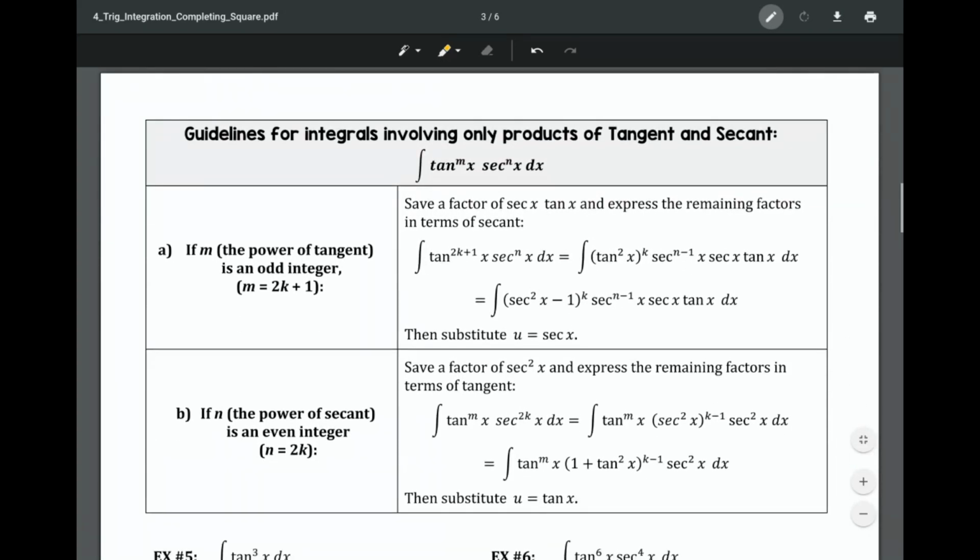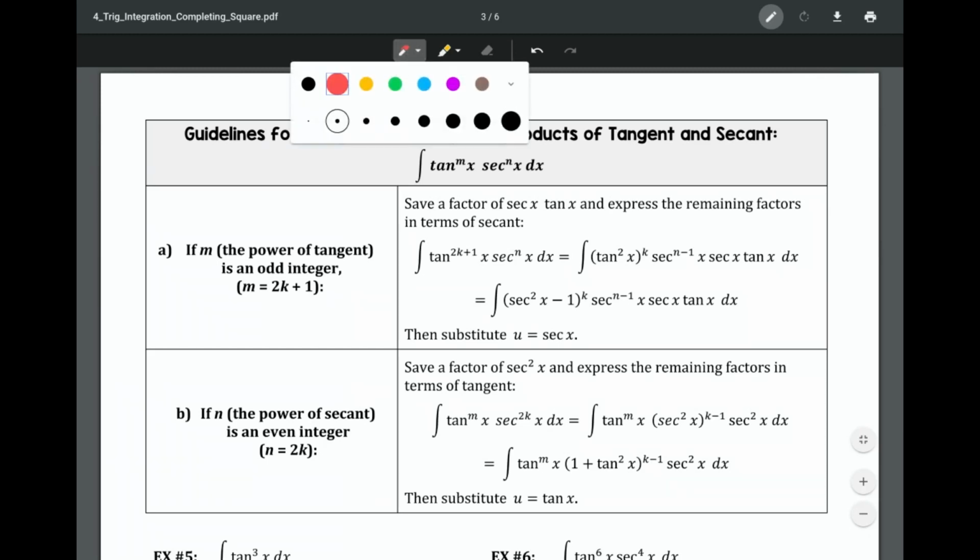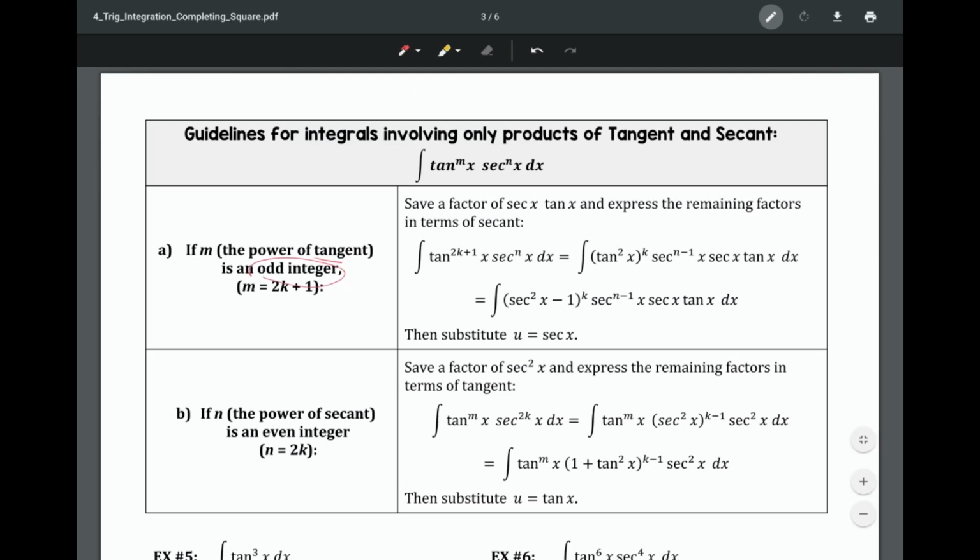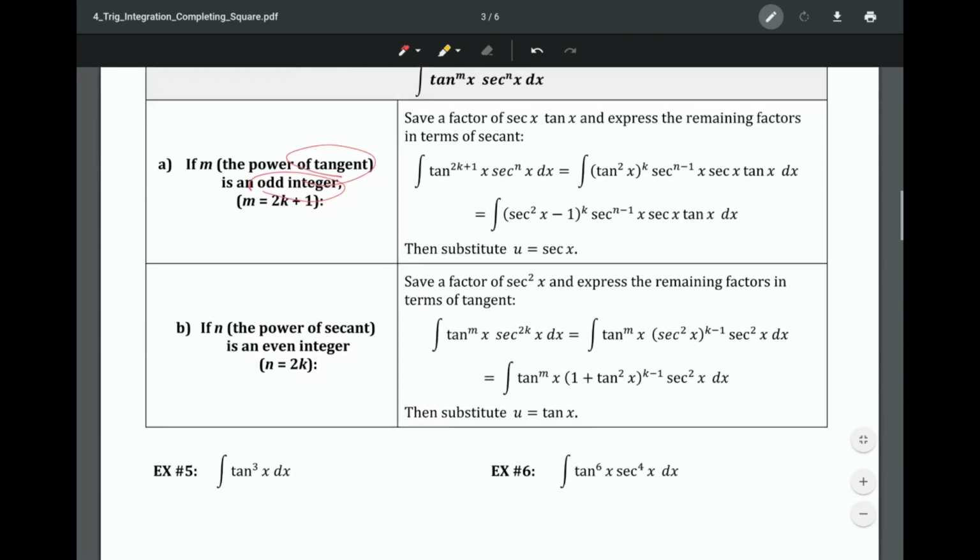All right, so now we're going to talk about the guidelines for integrals involving only products of tangent and secant. I would say it's a pretty small subset, but nonetheless, if you have some of these, you can do them like what they're telling you. The main thing to note is, if the power of the tangent is an odd integer, then you can try to factor out a secant and a tangent, which doesn't happen in these 3 examples. Don't know why. I'd love to show an example, but I don't have one.